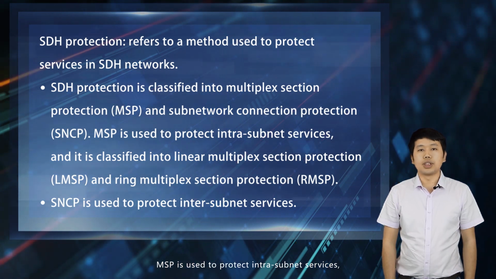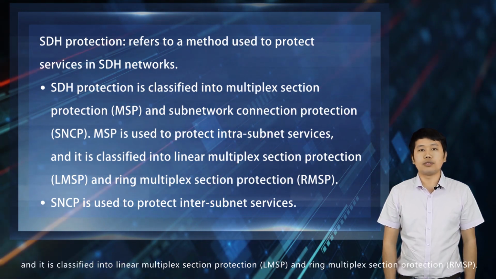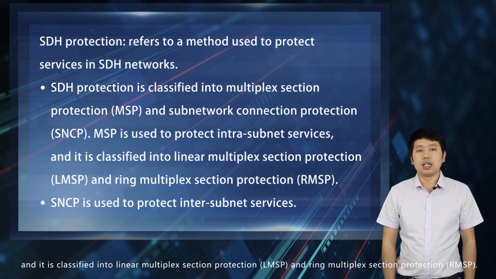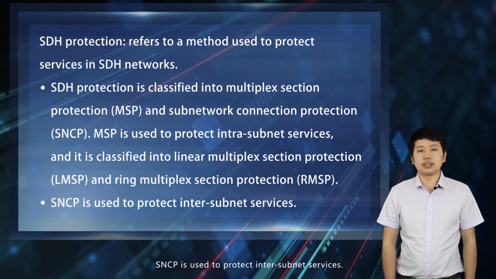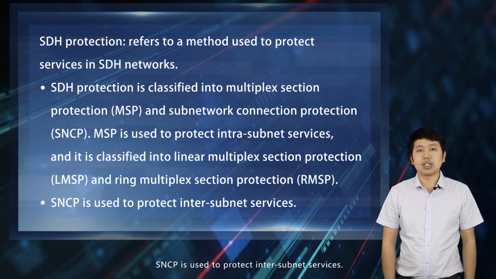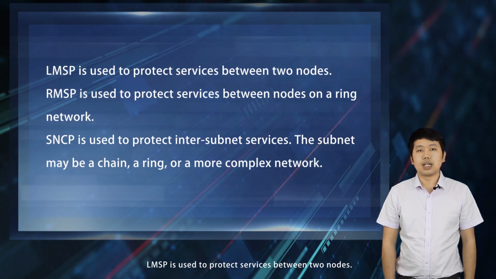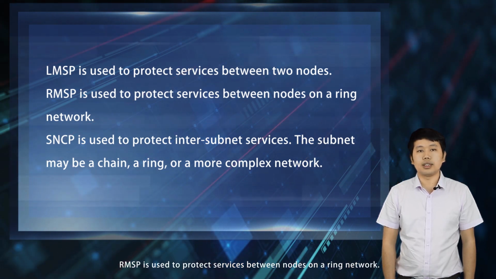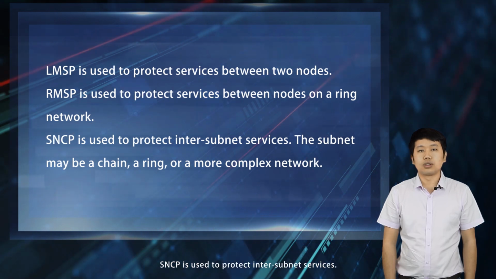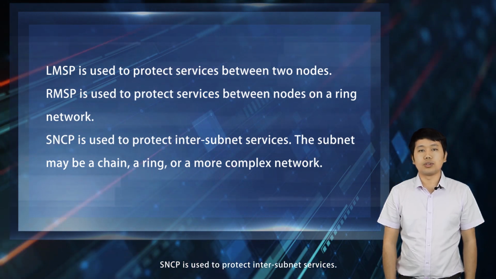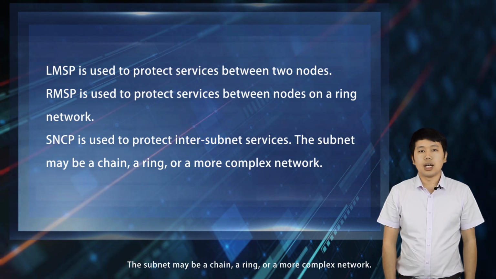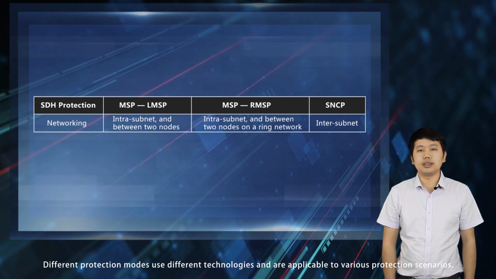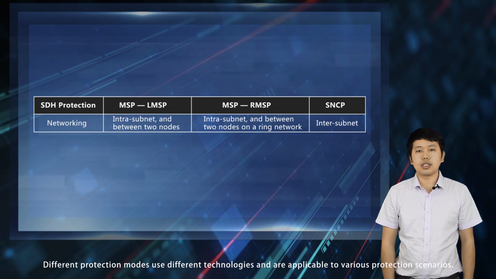MSP is used to protect intra-subnet services, and it is classified into Linear Multiplex Section Protection, LMSP, and Ring Multiplex Section Protection, RMSP. SNCP is used to protect inter-subnet services. LMSP is used to protect services between two nodes. RMSP is used to protect services between nodes on a ring network. SNCP is used to protect inter-subnet services. The subnet may be a chain, a ring, or a more complex network. Different protection modes use different technologies and are applicable to various protection scenarios.